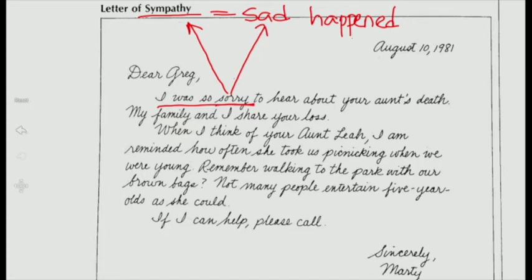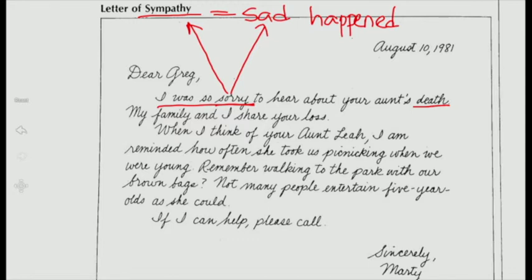You cannot begin with, say, how are you, my friend? Life has been treating me very well. Guess what? I've passed my... No. It's not about you. It's about your friend. So, I was so sorry to hear about your aunt's death. So here, the unfortunate incident that happened is death. That is why it warrants what as a letter of sympathy.